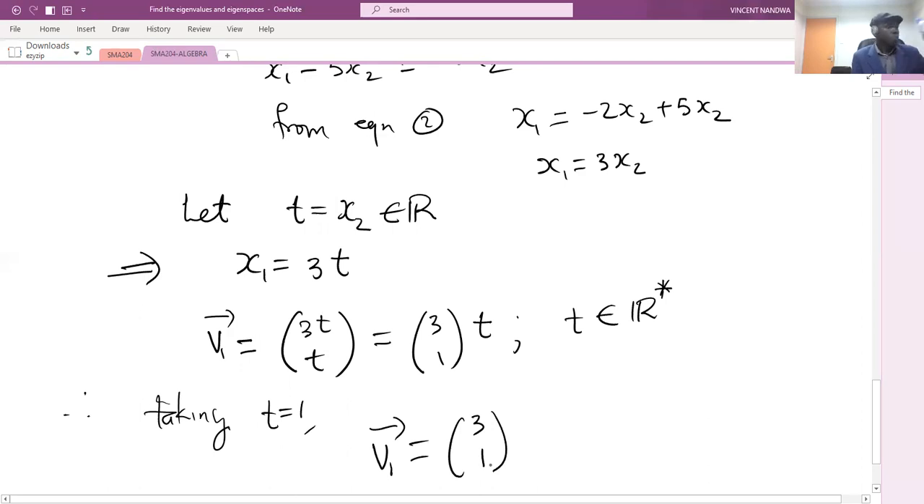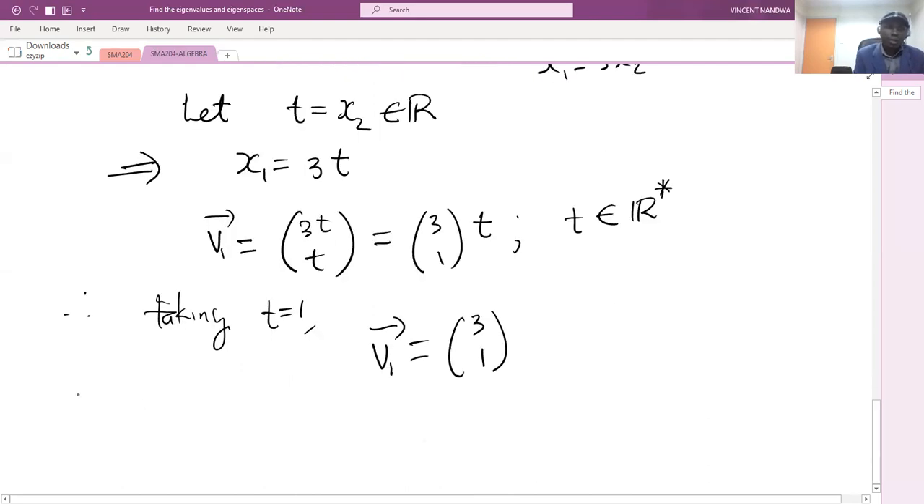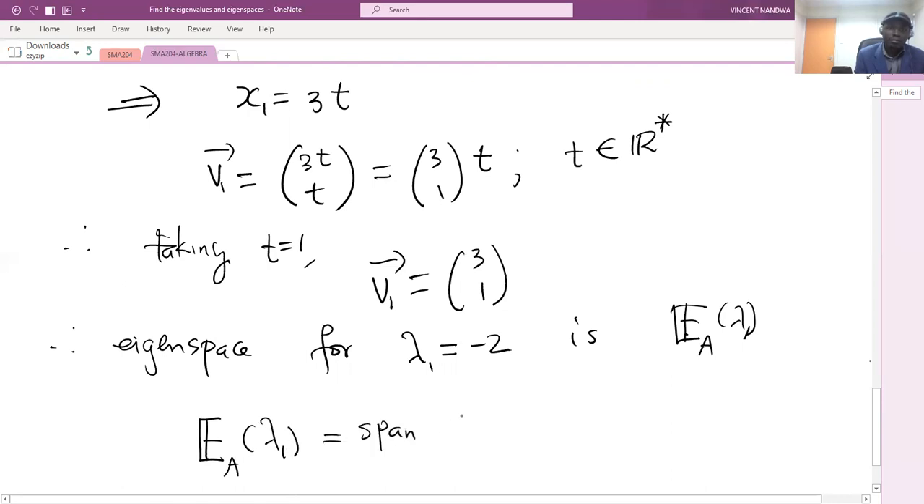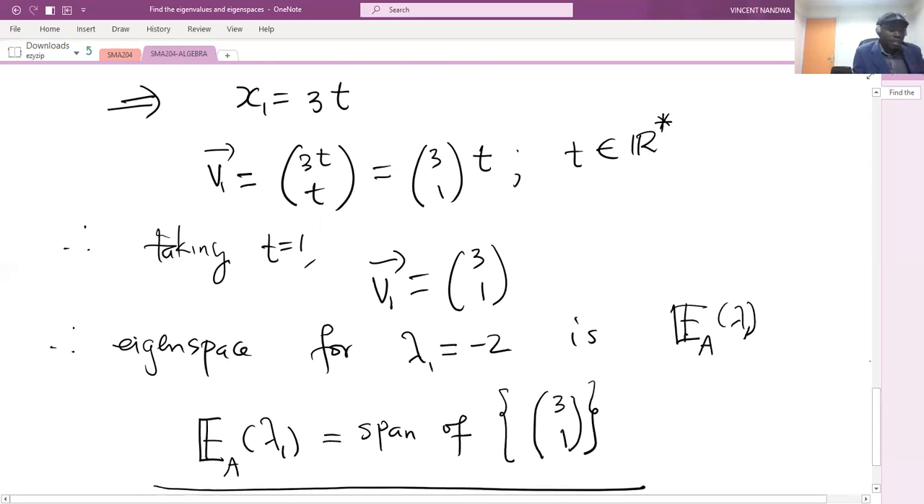Now, therefore the eigenspace for lambda 1 equals minus 2 is, remember, we abbreviate eigenspace by bold E. So this is how we abbreviate it. E of lambda 1 is the span of all vectors formed by this vector (3, 1). This is how we present the solution. The eigenspace is the span of the set, which are linear combinations of this vector here.